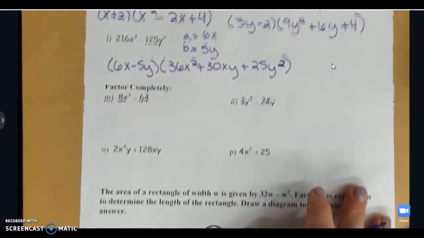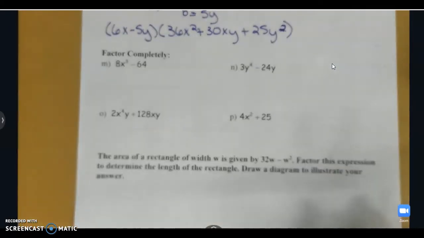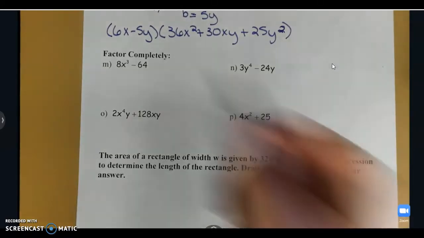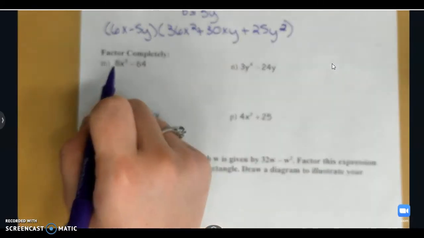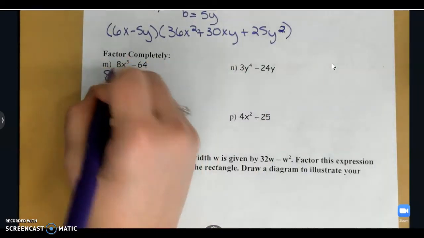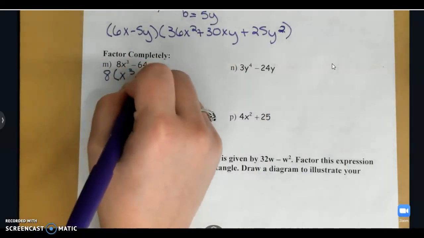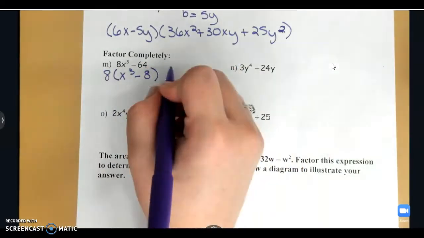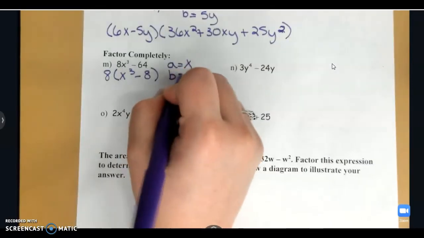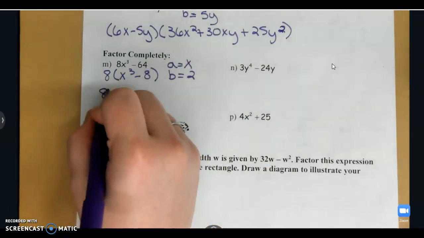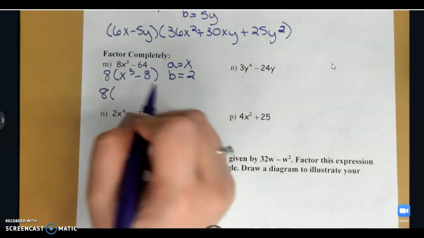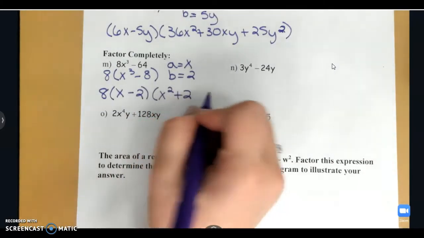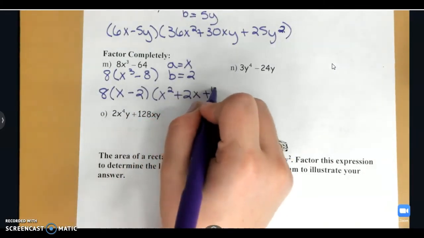All right, so now some other instances, we might have a hodgepodge of different things. The first thing you want to do in these instances is take out the GCF off the bat. So here on M, between 8x cubed and 64, I have a greatest common factor of 8. So I can pull that out. And now I notice inside I have a difference of cubes, where my a is x and my b is 2. So that 8 that we factored out has to stay in the front, and then I'm going to have x minus 2 times x squared plus 2x plus 4.